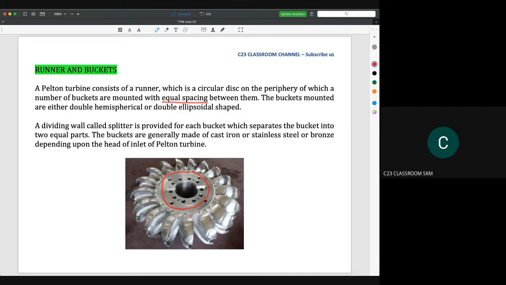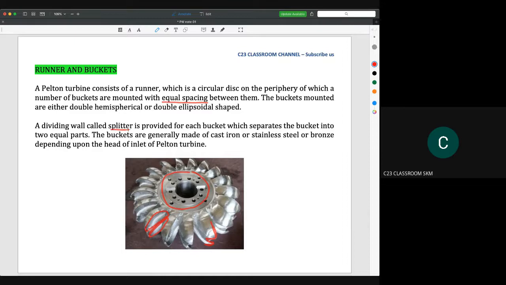The buckets mounted are either double hemispherical or double ellipsoidal shape. The double hemispherical means, you could see here. I will show you another picture of this one. It's actually divided into two sections. Like this one, if you could see here, it's separated into two sections. A dividing wall called a splitter is provided for each bucket, which separates the bucket into two equal parts.